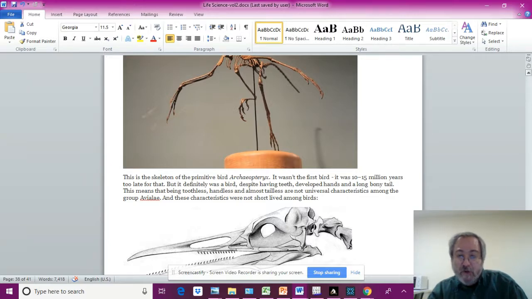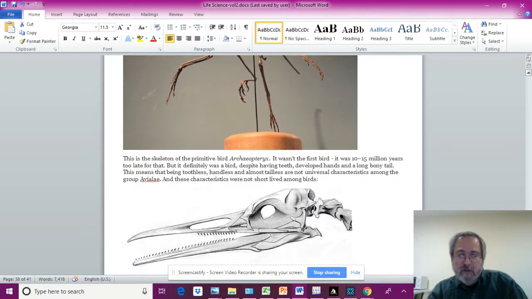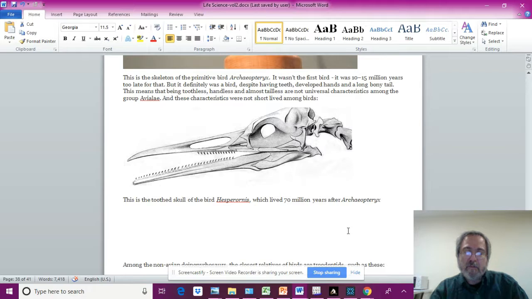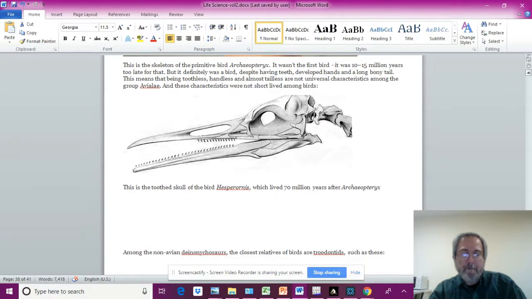And these characteristics were not short-lived. They persisted many years, many millions of years. This is a tooth skull of the bird Hesperornis, who lived 70 million years after Archaeopteryx. Look at the teeth there. Hesperornis is believed to be a fish-hunting critter, much like mergansers. I can see these long teeth there being able to grab fish and hold on to them. That's Hesperornis, ancient type of bird.